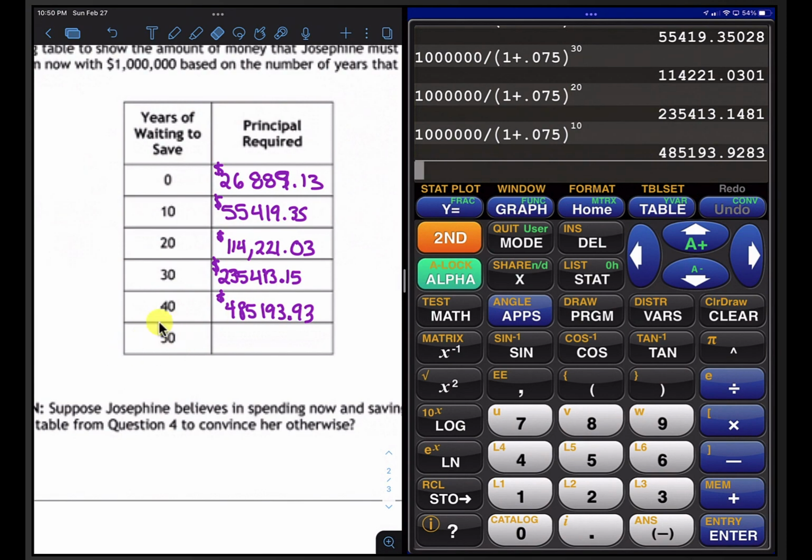Well, what if it was 50? That means 50 years from now, she's actually reached retirement. So how much would she need to put in the account in order to have $1 million at retirement? And 50 years is at retirement. She would have to put in the full $1 million.